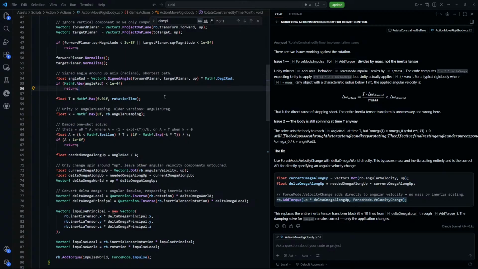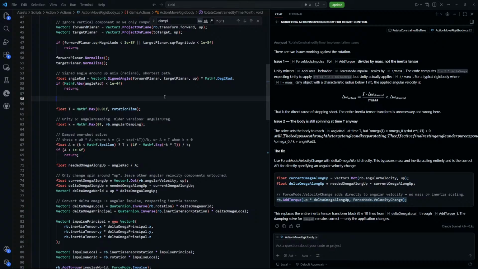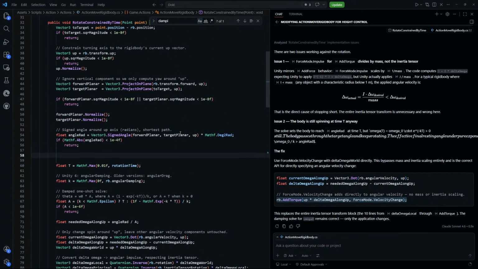Shortest path. I want to double check this one. Let's just see if this one is correct first of all. It should be. Signed angle between forward planar, target planar.